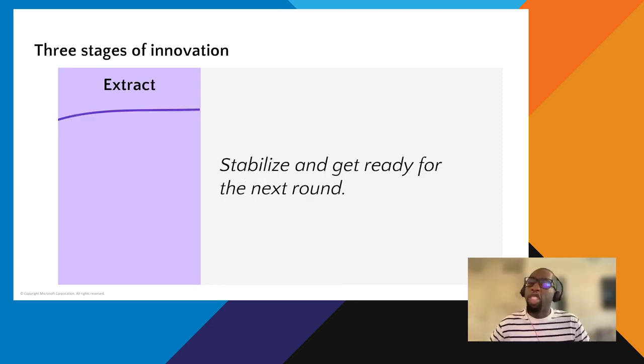The third is extract: stabilizing and getting ready for the next round. As I talked about in the prototyping session, according to the product lifecycle and the startup process as a whole, you're never going to stop. There's no point where we get here and we're done working. If you do that, you either exited or you probably fizzled out.